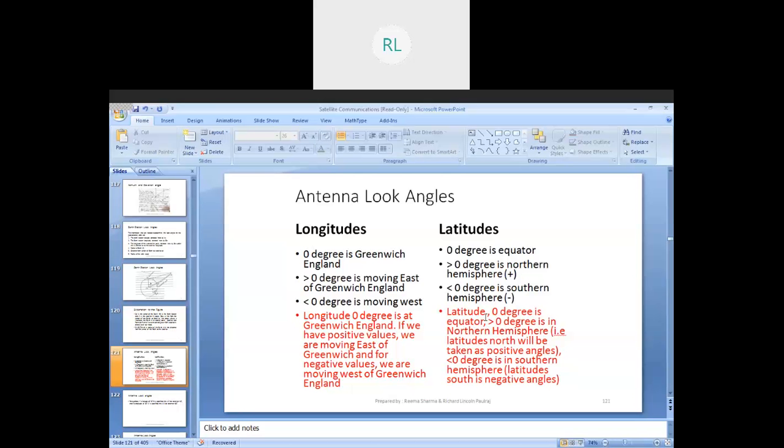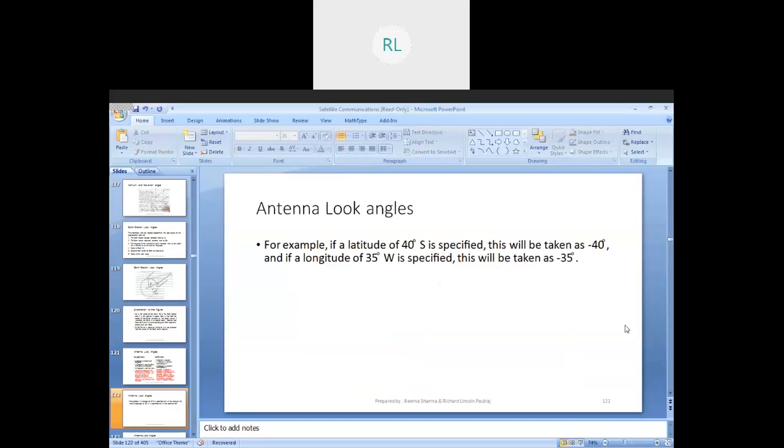So that's what I have re-emphasized here. I have put latitude 0 degree, equator; greater than 0, which means northern hemisphere. Latitudes will be taken as positive angles. This is important, positive angles. Then less than 0 degree, it's going southern, and those are negative angles. So this is important.